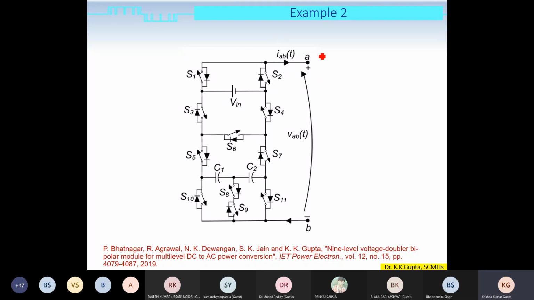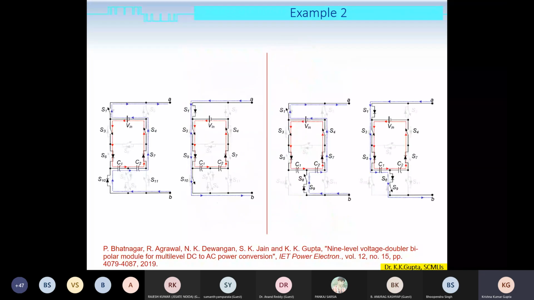So what I'm doing here is I am considering these are the load terminals A and B, and if A is at higher potential with respect to B, then the voltage is positive, otherwise it is negative. And if the direction of current is from A to B, then I'm considering the current to be positive. I'll be showing the states with both directions of the current, assuming that the load is inductive in nature. So here I have shown two states.